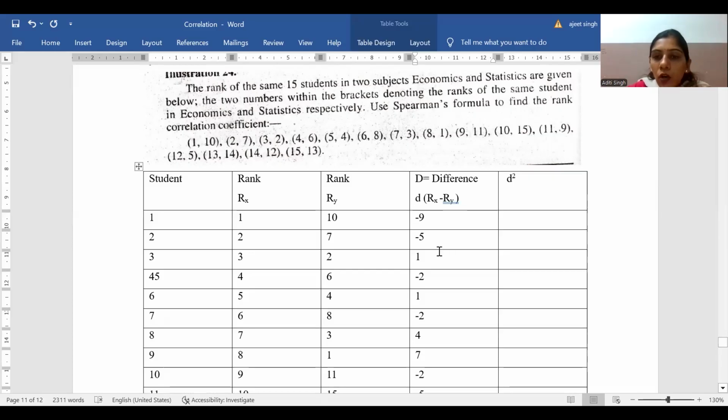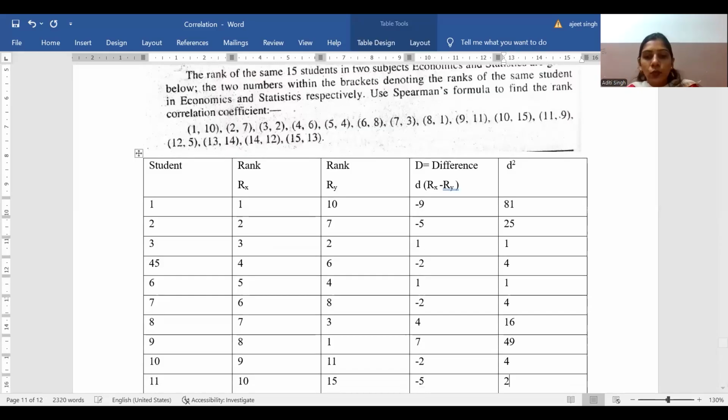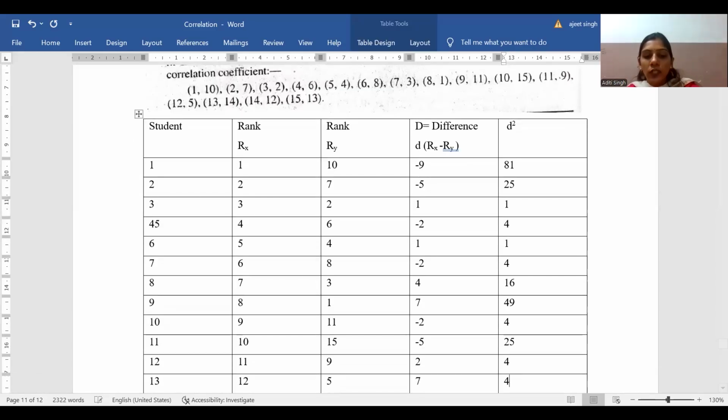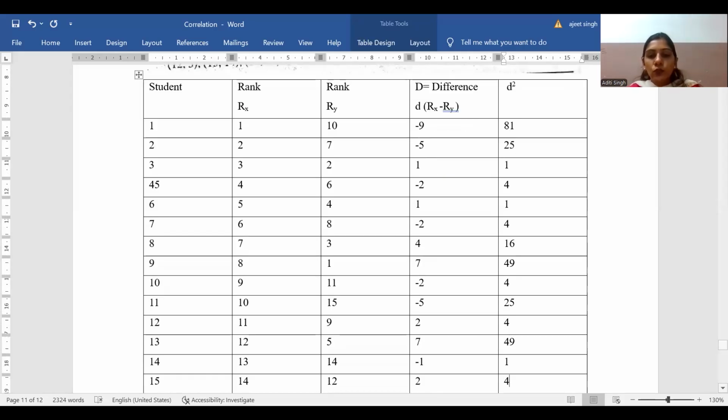Now the square of D is 9 square, 9 times 9 is 81. 5 into 5 is 25. This is 1. 2 into 2 is 4. 1. Again 4. 4 into 4 is 16. 7 into 7 is 49. 2 into 2 is 4. 5 into 5 is 25. 2 into 2 is 4. 7 into 7 is 49. 1 into 1 is 1. It's 4 and it's 4.